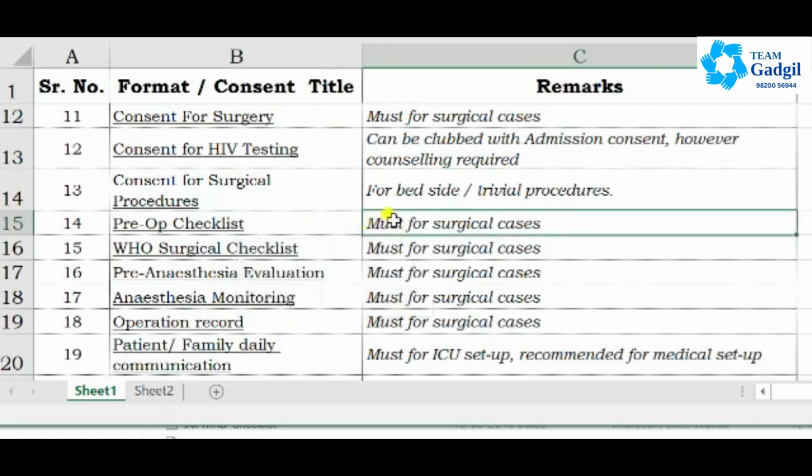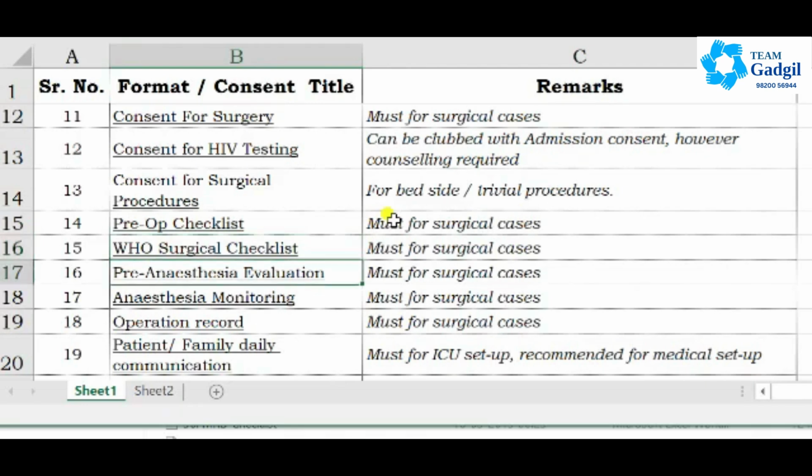Next, forms like the pre-op checklist. The WHO checklist is an essential part and has to be done. The surgical checklist has to be signed by all three concerned people, that is the surgeon, the anesthetist, and the washed-up nurse. Pre-anesthesia evaluation, again as I said, anybody can do it, however it needs to be signed by the anesthetist. Anesthesia monitoring has to be essentially signed by the anesthetist. Operation record has to be essentially done by the surgeon.